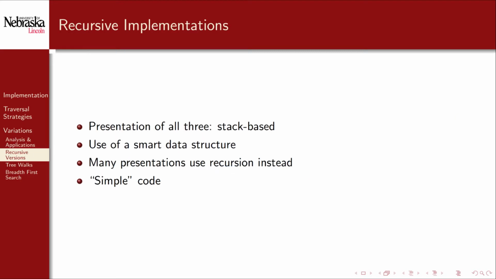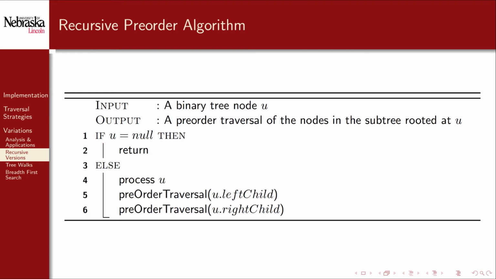All of our implementations have used an in-memory stack as their core data structure. Alternatively, many treatments of tree traversal strategies use recursion, as it is arguably simpler code. The base case is the same in all three instances. If the node that we're given is null, we simply return. Otherwise, we make two recursive calls on the left child and the right child respectively, but not before we've processed u. This gives us preorder traversal.